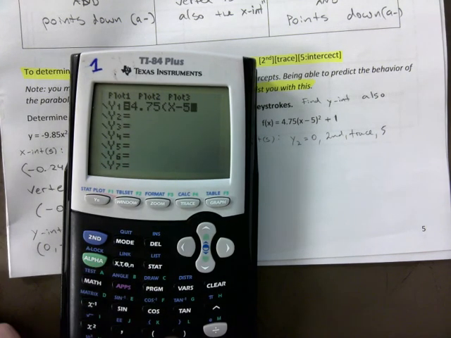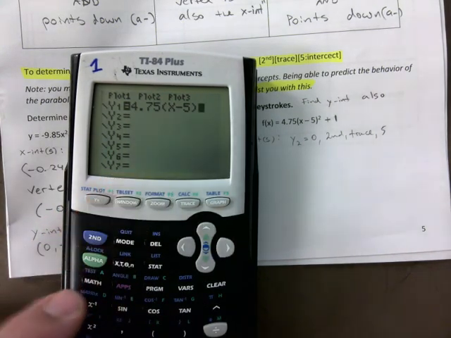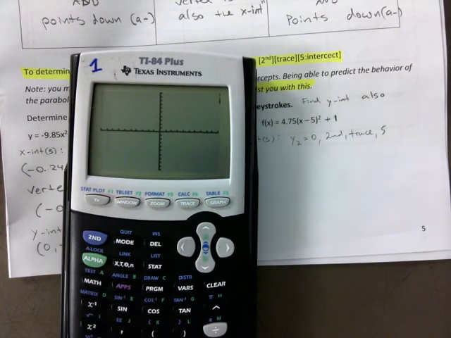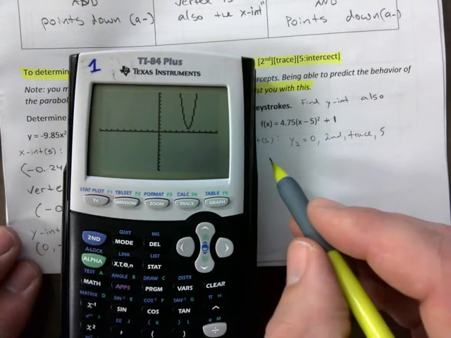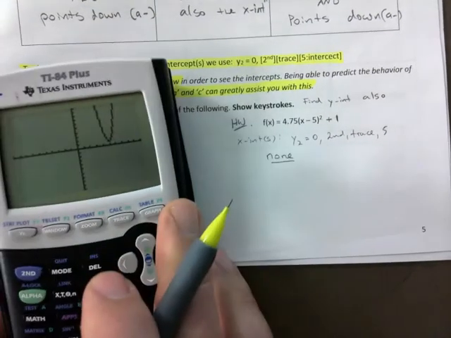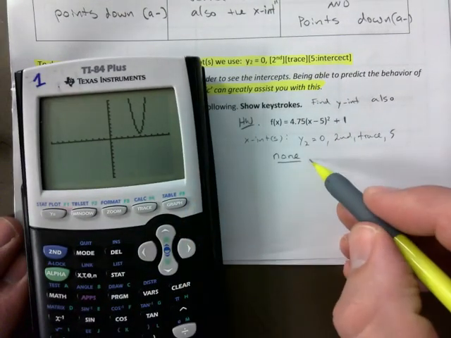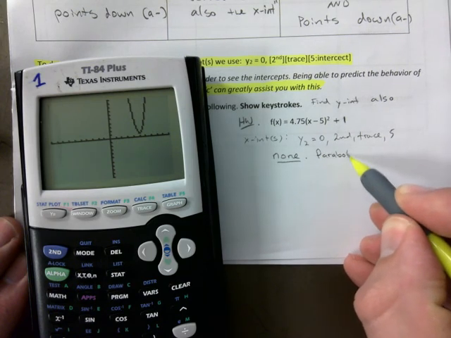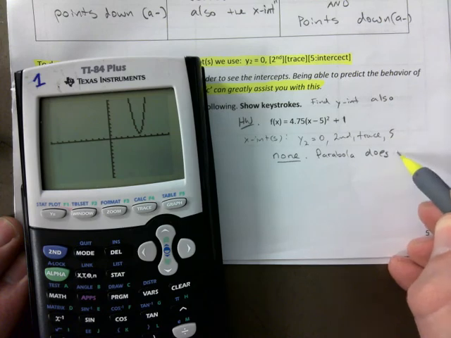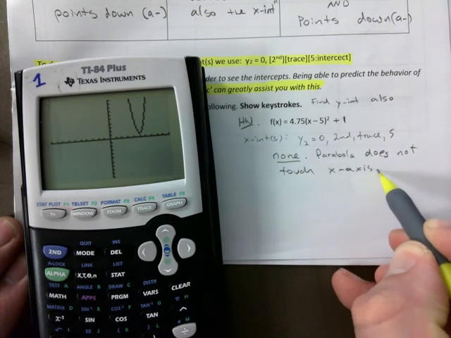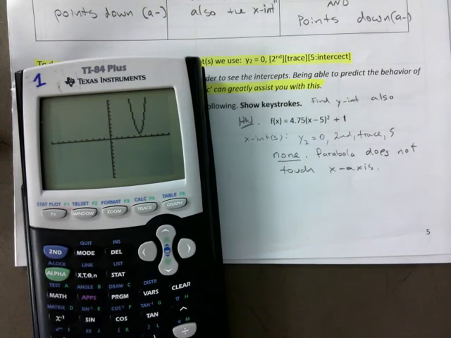One of the biggest mistakes is to forget to square that bracket, right? So you want to make sure you square it, and then graph it, and there it is. It's never touching the x-axis, right? So there are none. So that's what you would write down in this case: never. The parabola does not touch the x-axis, right? If you want to know why, that's why.